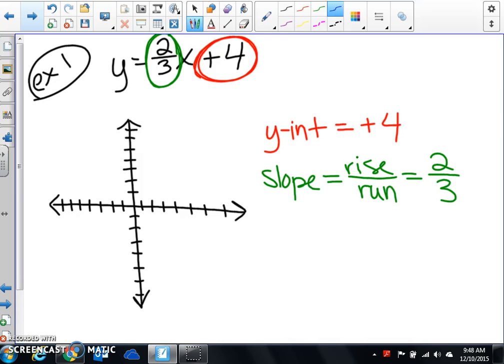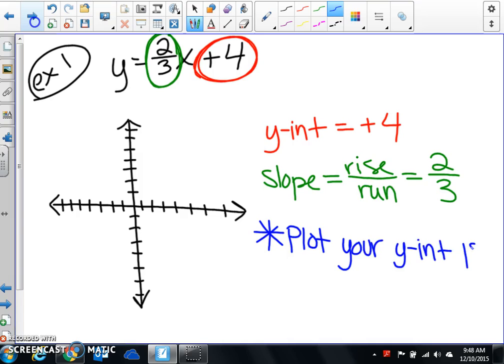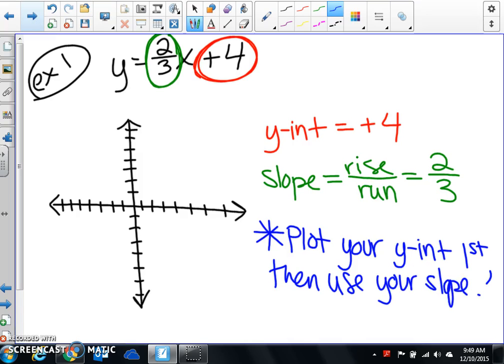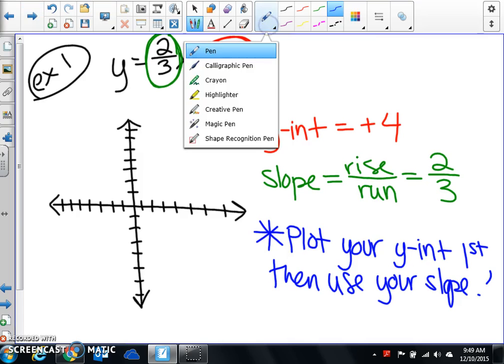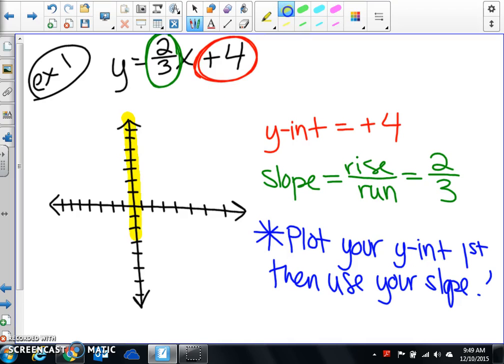Now we plot. We're going to plot our y-intercept first. So let's go ahead and make a note so we remember. Always plot your y-intercept first, then use your slope. Okay, so we go to the y-intercept first. So the y-intercept is a positive 4. So I go to the y-axis. This is my y-axis. I go to positive 4. So 1, 2, 3, positive 4. Make your dot nice and large and in charge.